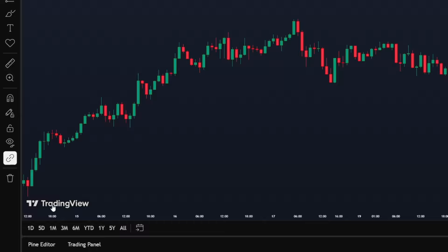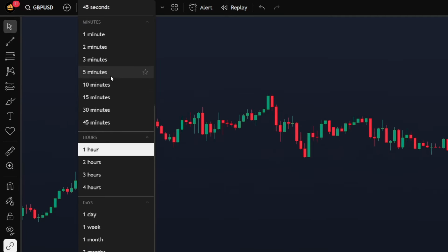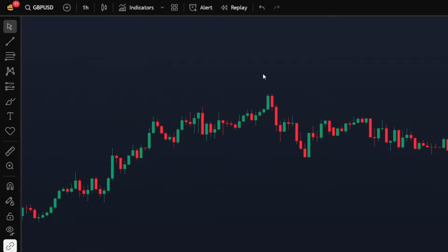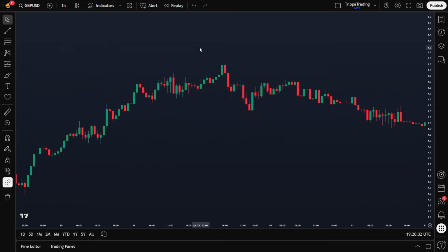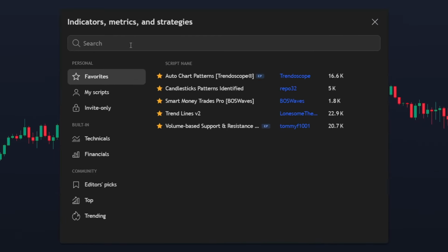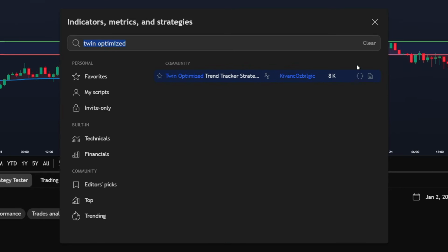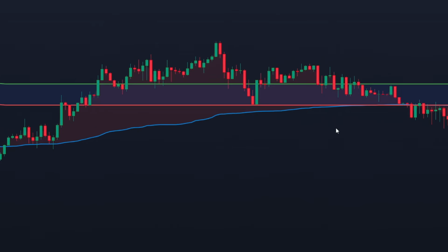So I'm on TradingView, and this strategy works great for intraday trading, not too noisy like the 5-minute, but still fast enough to catch moves before the bigger players do. Open the Indicators tab and search for Twin Optimized Trend Tracker Strategy. Click it and add this one to the trading chart. Once it loads, we'll make a few changes.